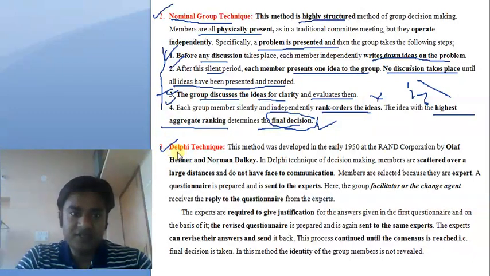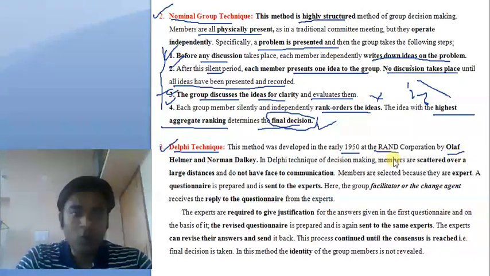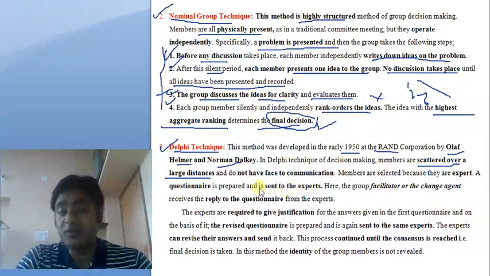The next method is the Delphi technique. It was developed in the early 1950s at the Rand Corporation by Olaf Helmer and Norman Dalkey. In the Delphi technique, the decision-making members are scattered over a large distance. They are not at a particular place and do not have face-to-face communication, so they may be at different places.